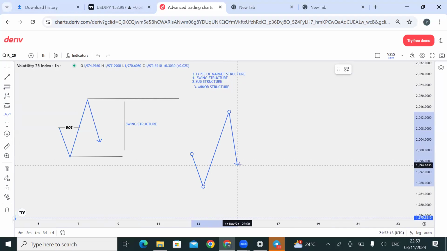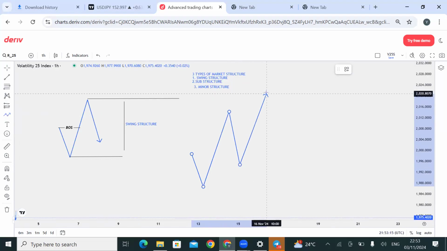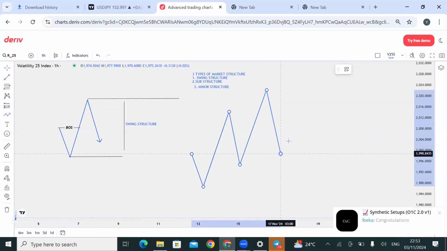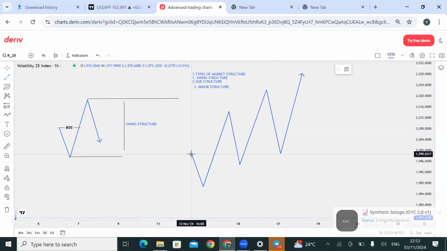Price comes back down and gives us another swing, comes back down, gives us another swing. I'll explain that later. So now we have a break of structure here, the BOS.